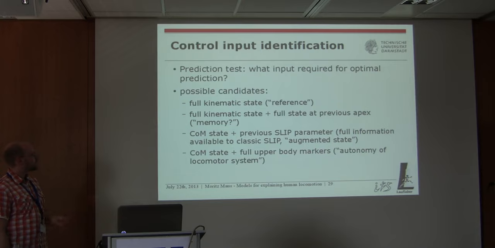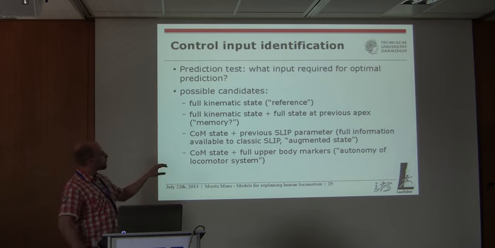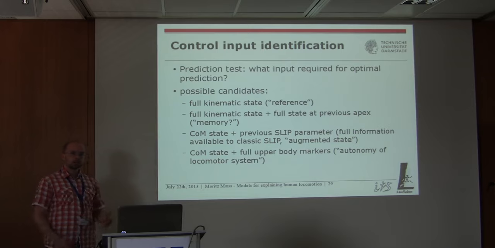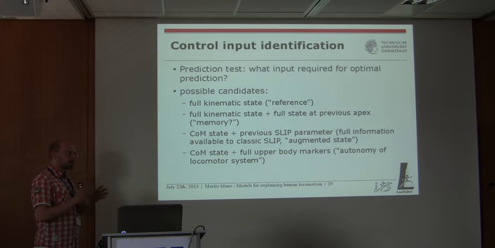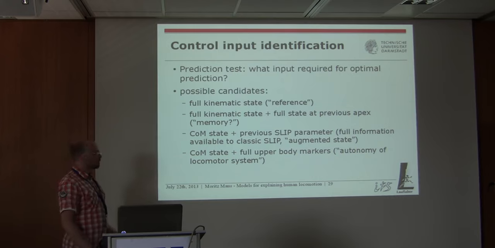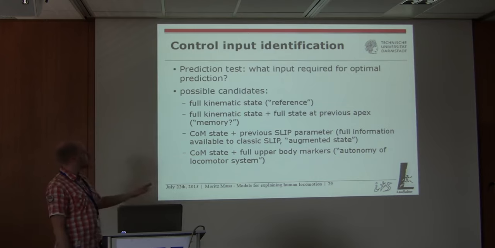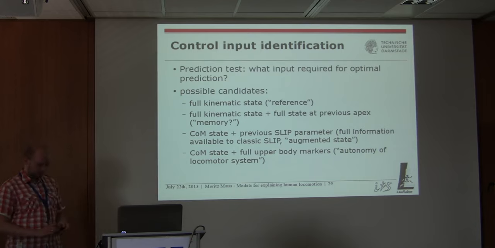And another candidate is more for testing: center of mass state plus full upper body markers. So the question is, do my upper body markers really influence the way I move? Is it really connected? Or, which I would really like, can I find a low-dimensional running subsystem which only takes information from, let's say, the feet and center of mass into account, does not care about the upper body, and does exactly the same as humans in terms of eigenvalues?